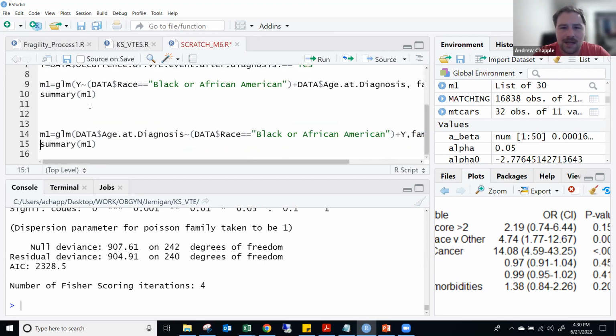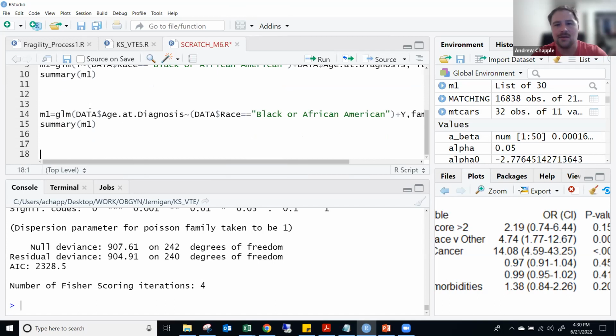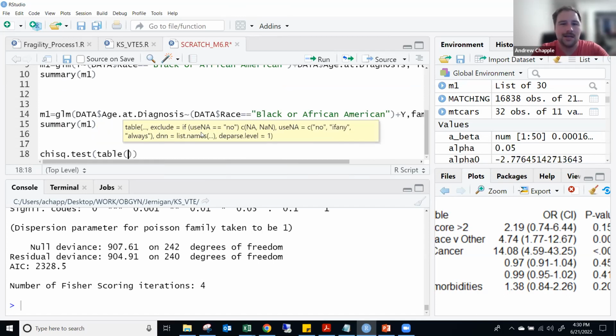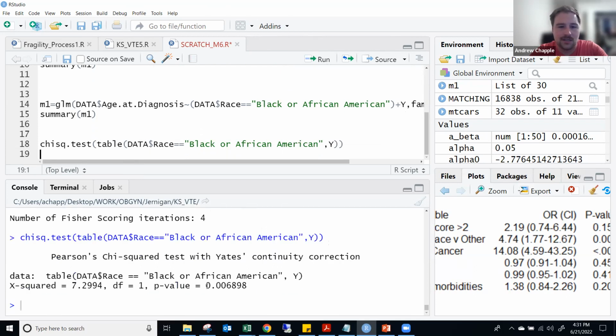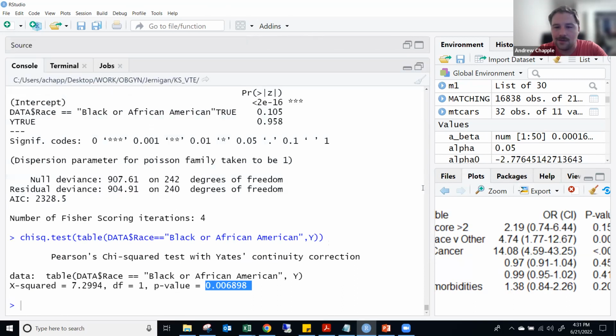And remember, I can still do a test for these things too. I can do a chi-square test. I can do table, data race, Black or African American, and I can look at Y here as well. So this is help for the homework as well. Here I get a small p-value. They are associated. There is a significant association.